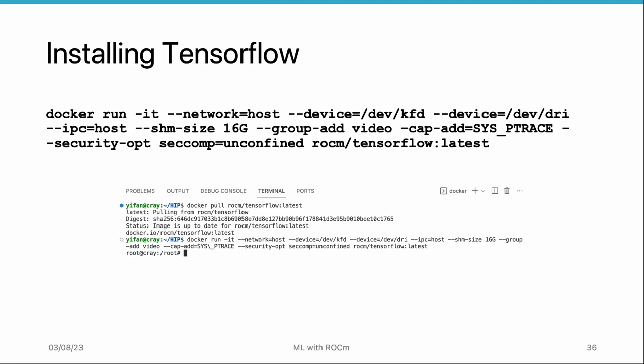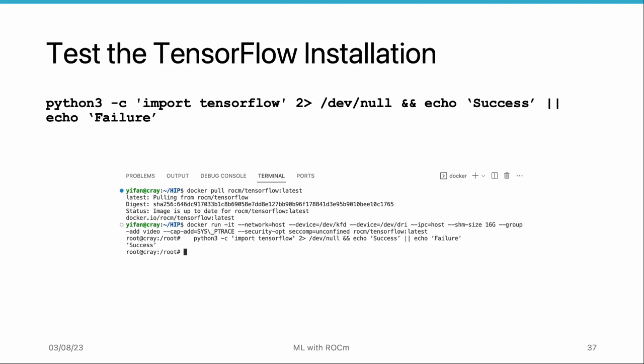ROCm Docker image. Now that we have gone through the installation process, it's important to ensure that TensorFlow is installed correctly and functioning properly. We can do this by importing the TensorFlow package in Python. Running this simple command from the slide will help verify if TensorFlow is properly installed. If it is, we will see a success output indicating that TensorFlow is ready to be used. Otherwise, we will see a failure output indicating that further troubleshooting might be needed.